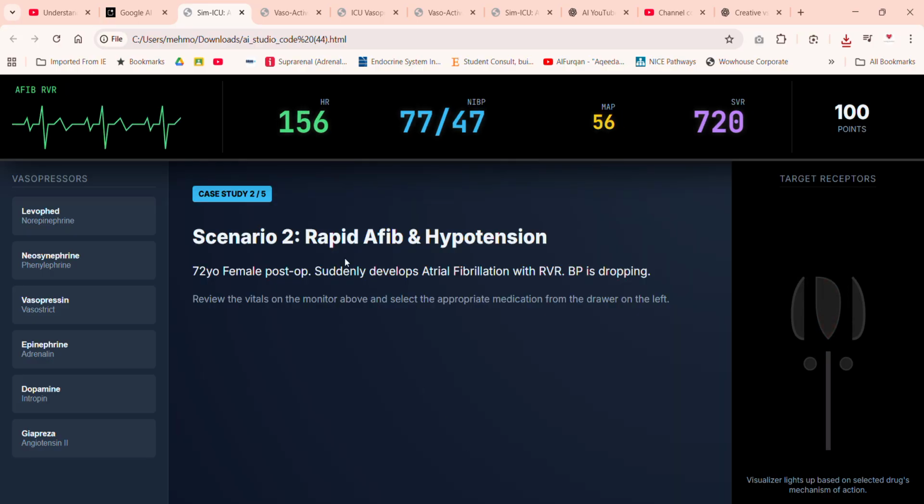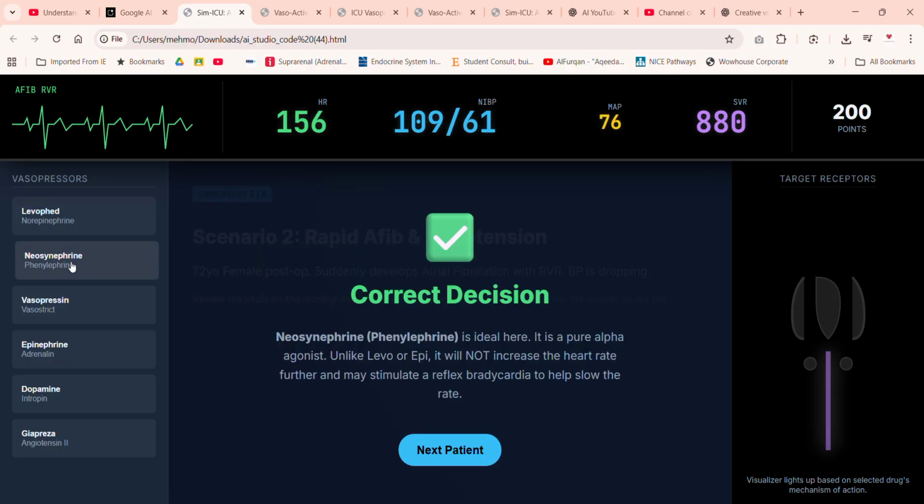This is scenario 2, a rapid AFib and hypotension. A 72-year-old female post-op suddenly developed atrial fibrillation with RVR, BP is dropping. So blood pressure is low, MAP is low, heart rate is high. So we can use phenylephrine in this situation.